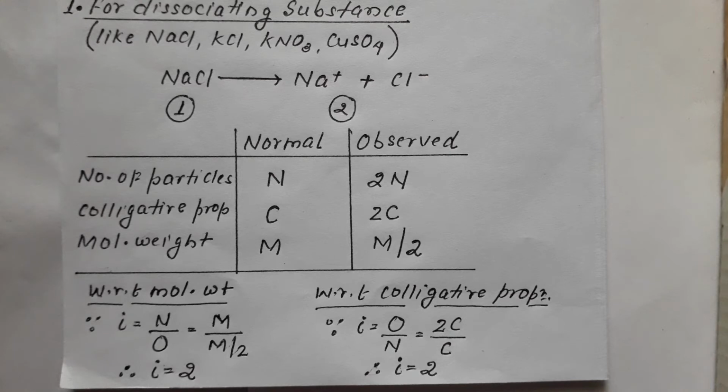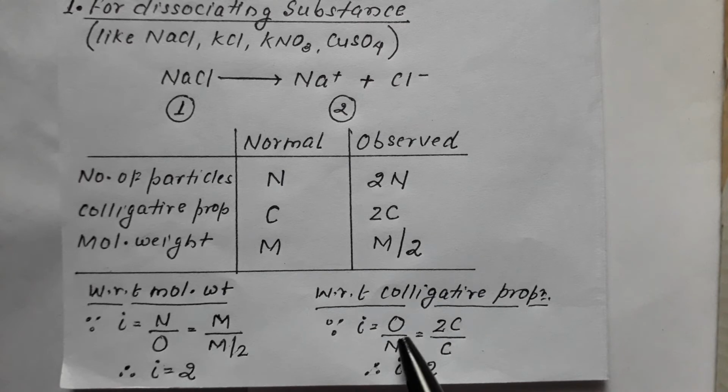So what is the value of i? The value of i is 2 for NaCl with respect to molecular weight. Now if I consider the same using colligative properties, since i is equal to O by N, what is O? O is the observed colligative property, N is the normal colligative property.